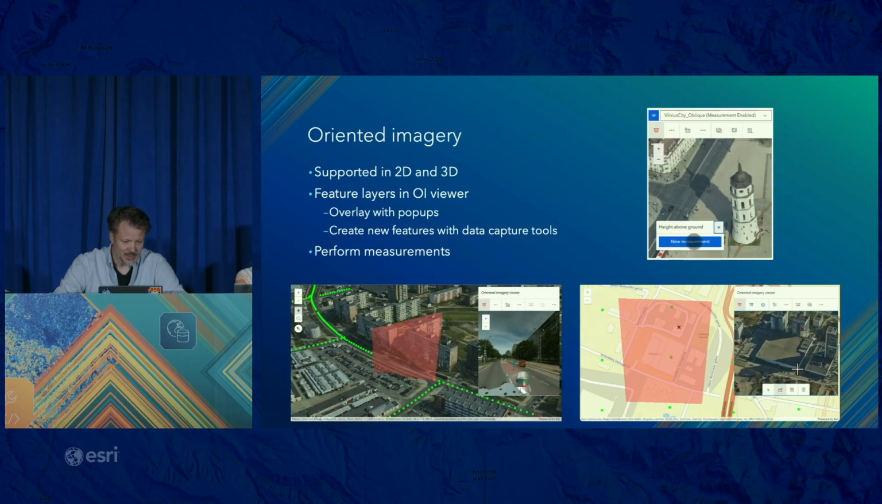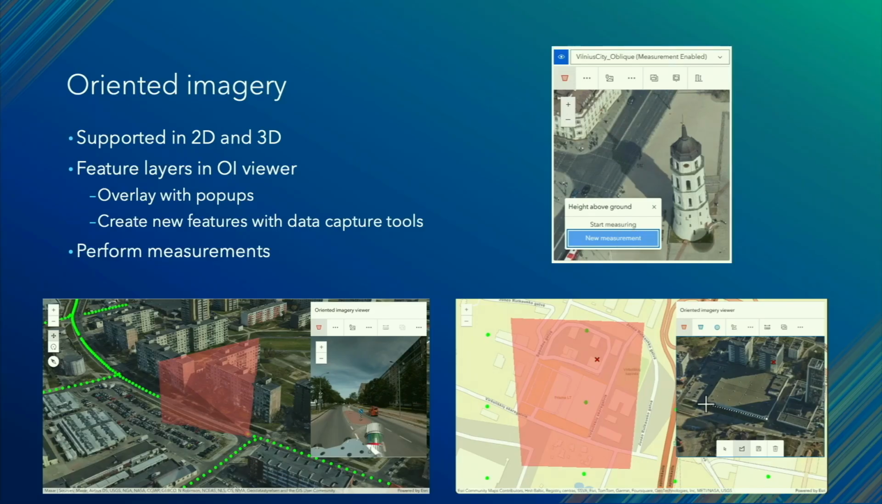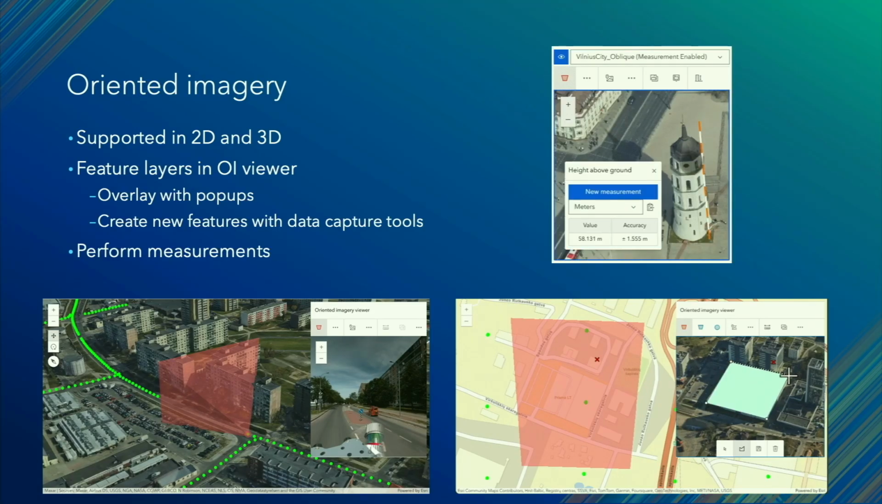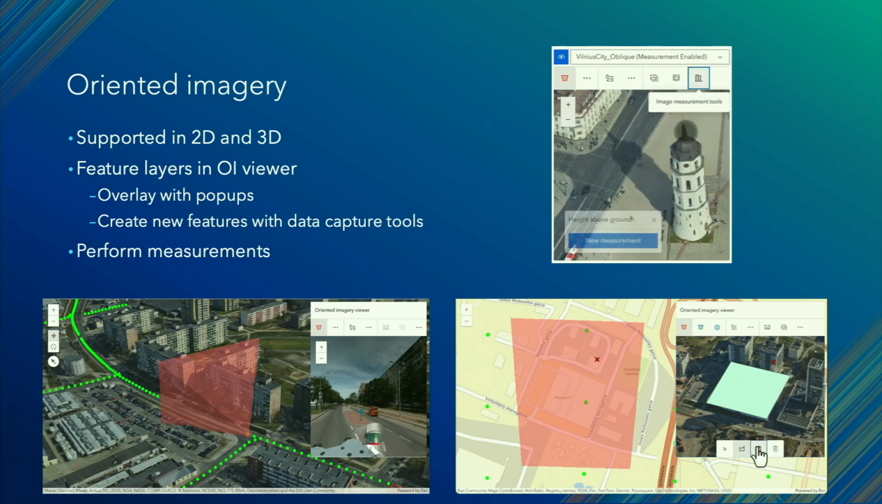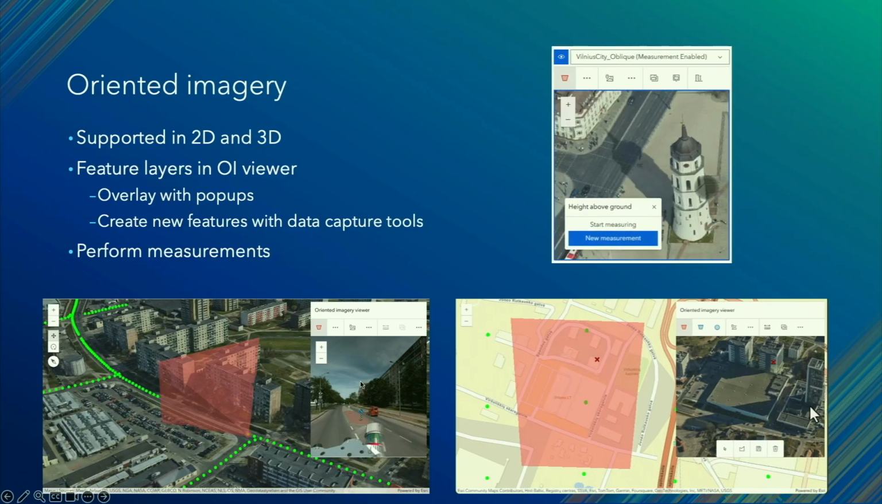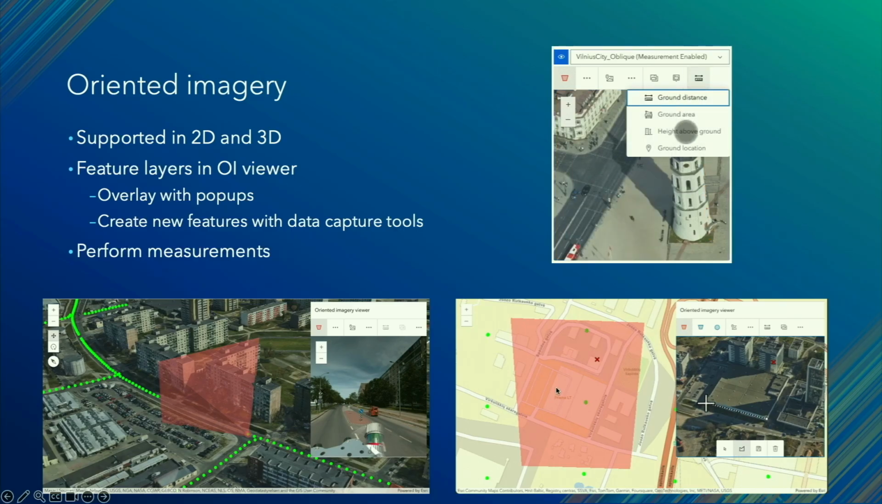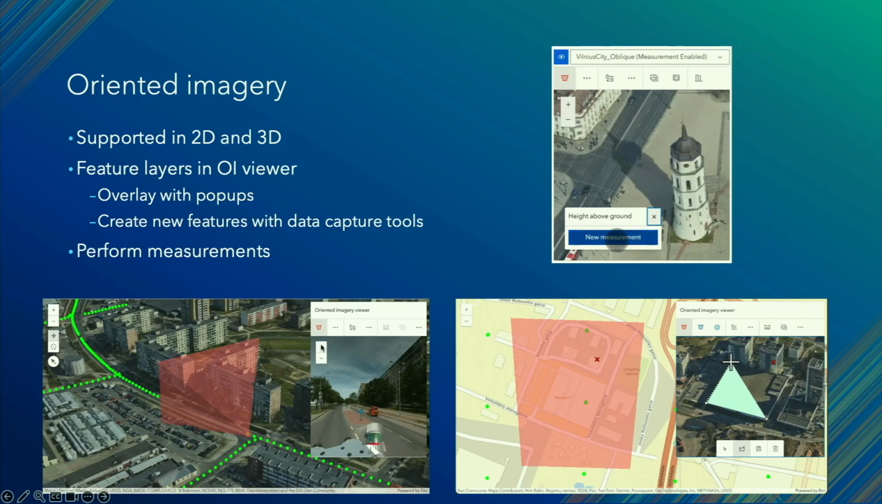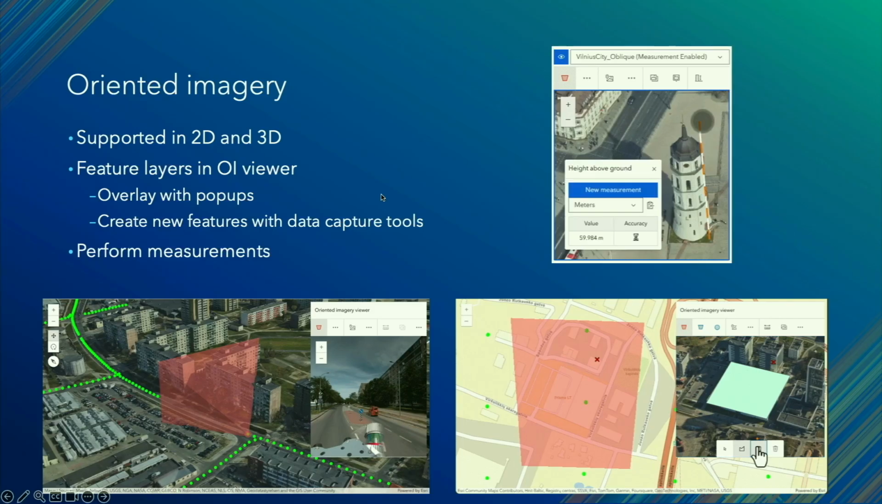A big topic is oriented imagery. This is also supported in 2D and 3D. I think this was added last year. But with the last releases, there were more improvements to the viewer that you see here in the samples below. So the viewer that shows the oriented imagery and, for example, also then projects this view into the 3D scene or onto the 2D map, giving you better spatial awareness of what you're actually looking at.